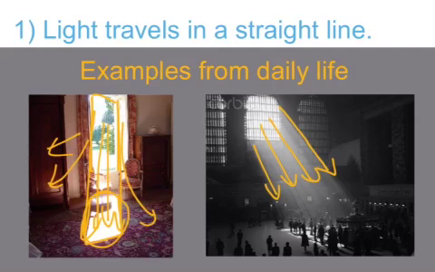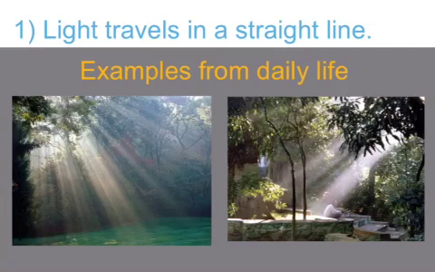And of course, if you go for walks in the parks and all that, maybe you'll notice patches of light on the ground or light streaming in from the canopy of the leaves of the trees. And so these are also examples of light traveling in straight lines. These are examples of light traveling in straight lines that we can notice around us.